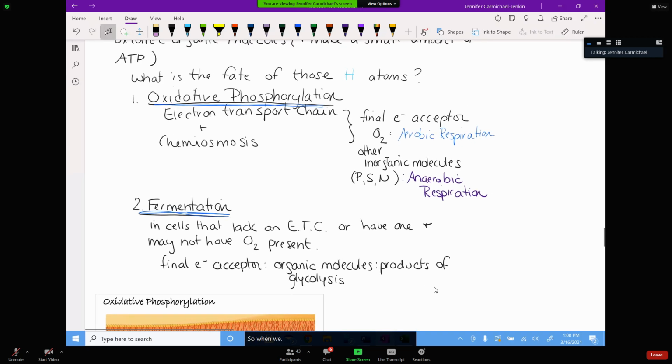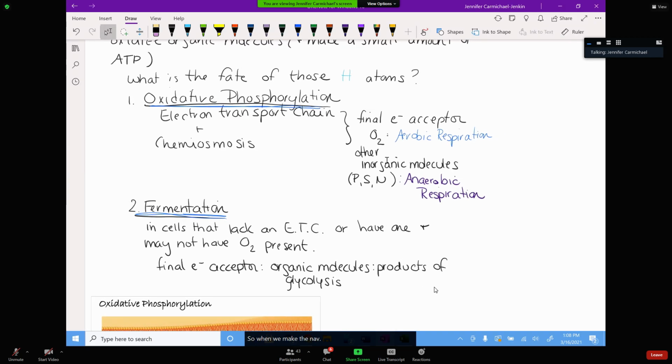So when we make the NADH in glycolysis and the citric acid cycle, we cannot keep doing that unless we regenerate the NAD+, meaning the NADH has to give its electron somewhere. So they can give it to one of 3 places. They can give it to oxygen via an electron transport chain and chemiosmosis, and that would be called aerobic respiration. They can give it to another highly electronegative molecule like phosphates or sulfur or nitrogens, and that would be called anaerobic respiration. Or they can give it to organic molecules, usually products of glycolysis themselves, and we call that fermentation.